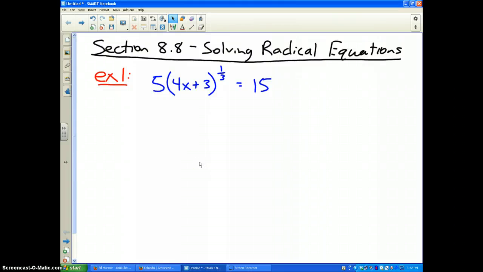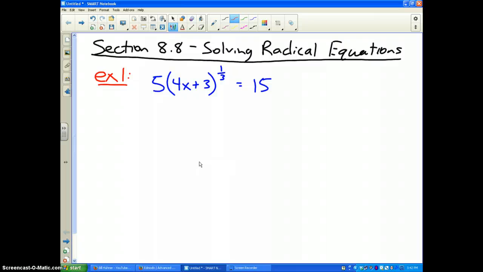We now come to the final section in Unit 8, Section 8.8, which deals with solving radical equations, equations that involve root symbols. I'm going to do 3 problems for you. If you'd like to pause the video at any time and solve them yourself and see if you get the correct answer, please do.